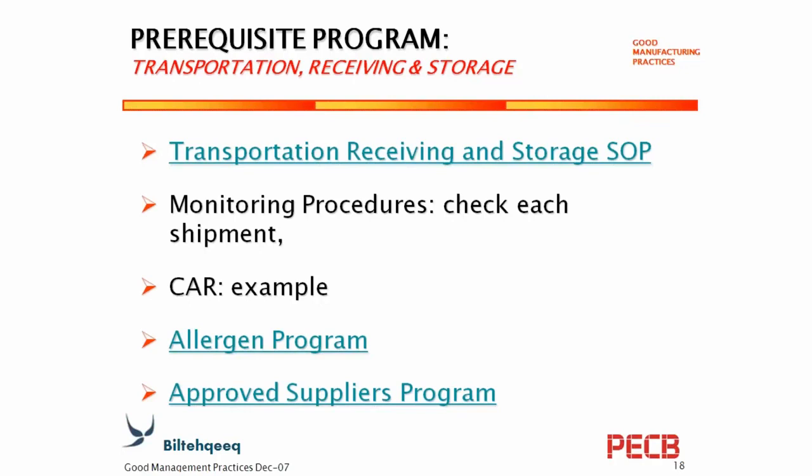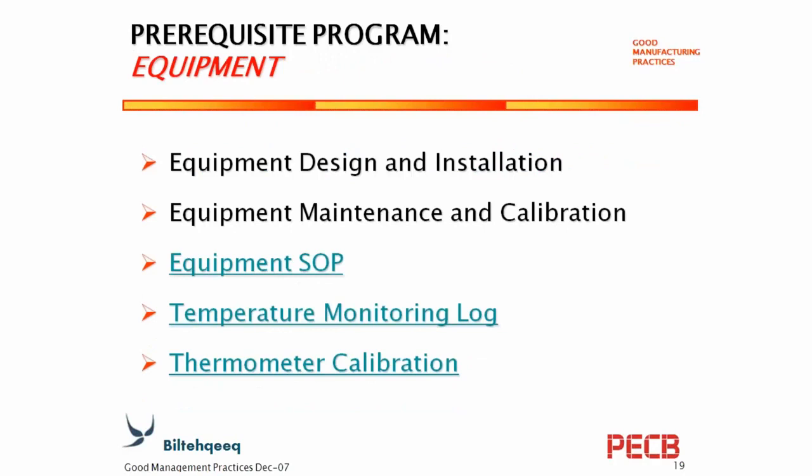And you should develop a proper supplier program, and you should purchase the material or services from only the approved suppliers. And in the same manner, you have to be very careful about the equipment you are using in your manufacturing plant. The equipment should be designed in a way that will not bring any contamination in your food, and it should be installed properly, and the equipment should be properly maintained and calibrated. And so you have to develop a proper SOP for equipment maintenance, and temperature.